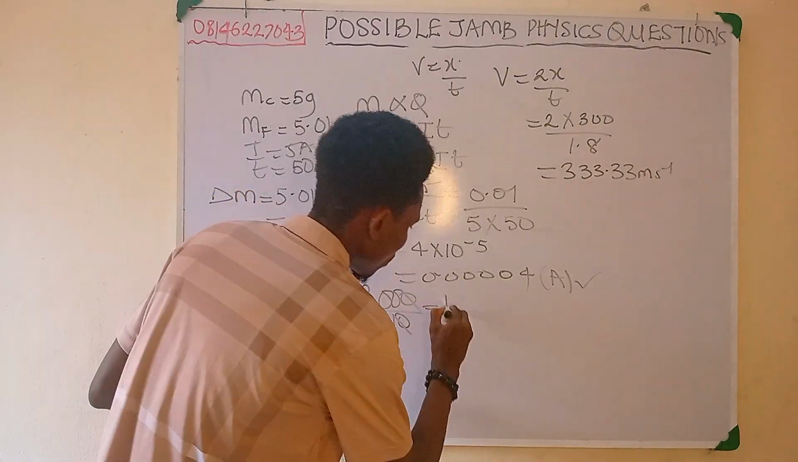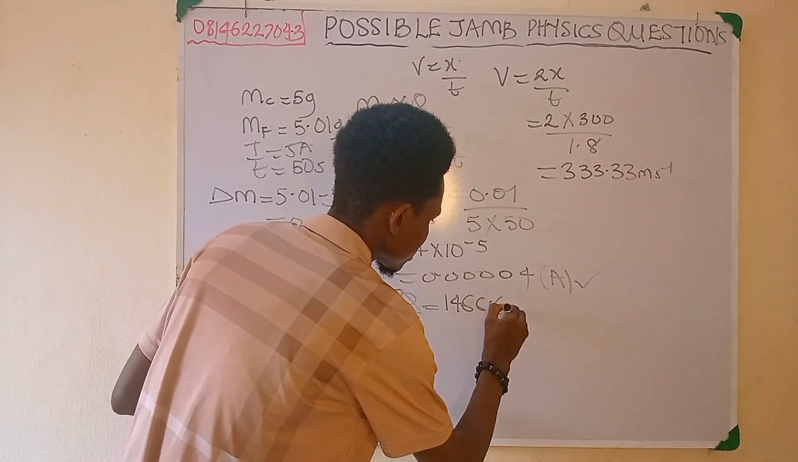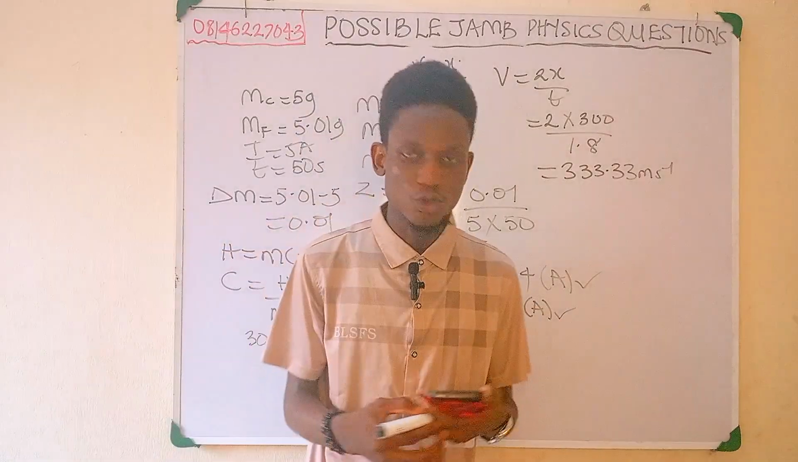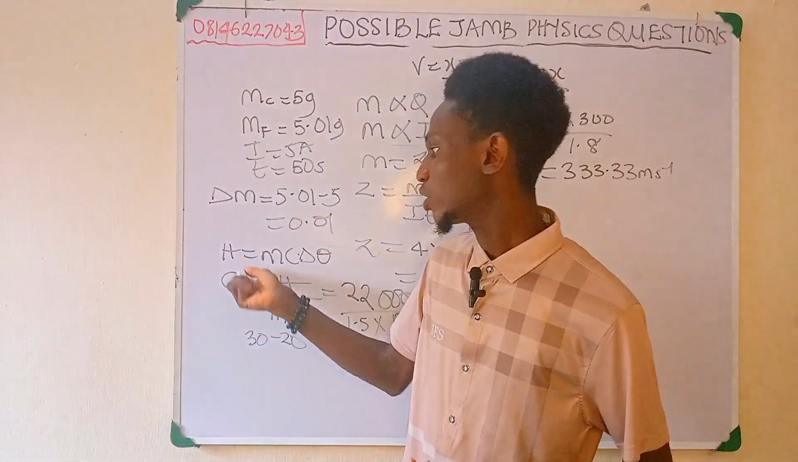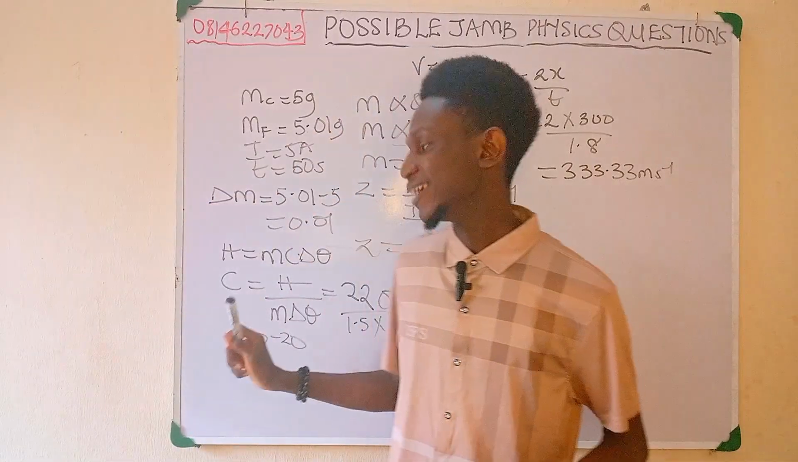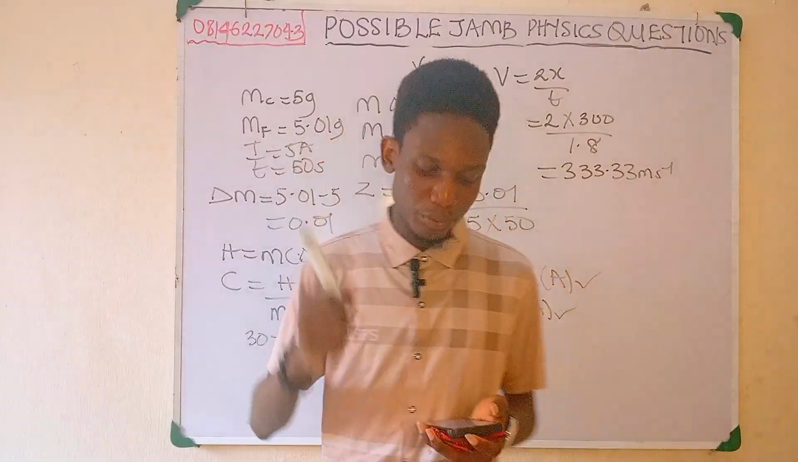1466.67. I think that should be option A. So option A is correct there. So just know the formula for specific heat capacity relating heat energy, and specific latent heat relating heat energy. We did that one previously.